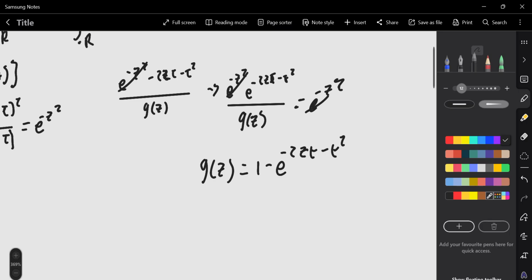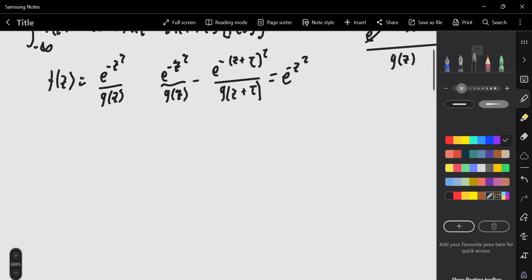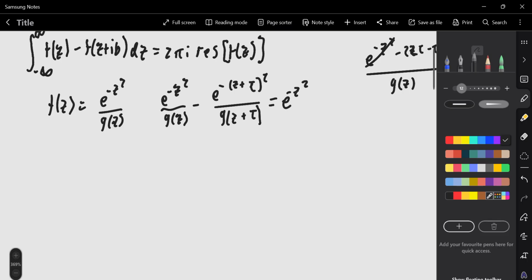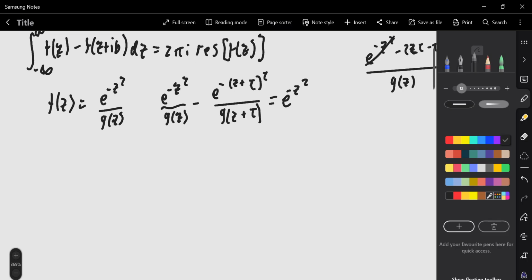So, has it really though? And now we want g to be periodic in t. So g of z is going to be g of z plus t. So 1 minus e to the minus 2zt minus t squared is 1 minus, you put that in brackets. How does that help? Because you're going to get two exponential terms.